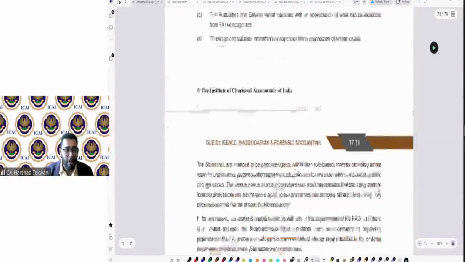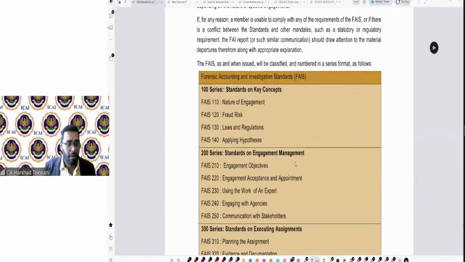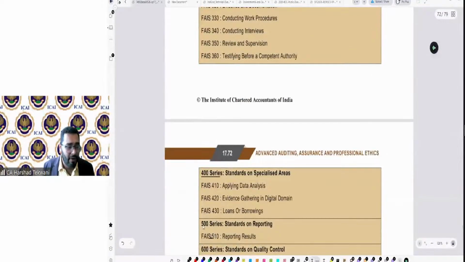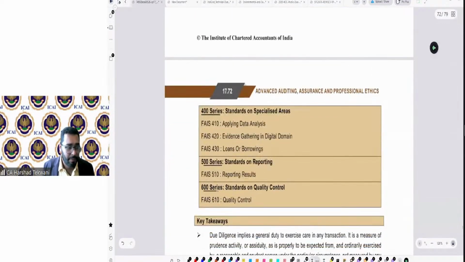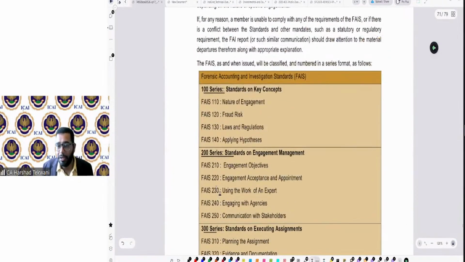So basically, when I talk about standards, these are the list of standards which are as of now there. That is 100 series, 200 series, 300 series. And you have 400, 500, 600 series. Now, basically, each series talks about a particular aspect.